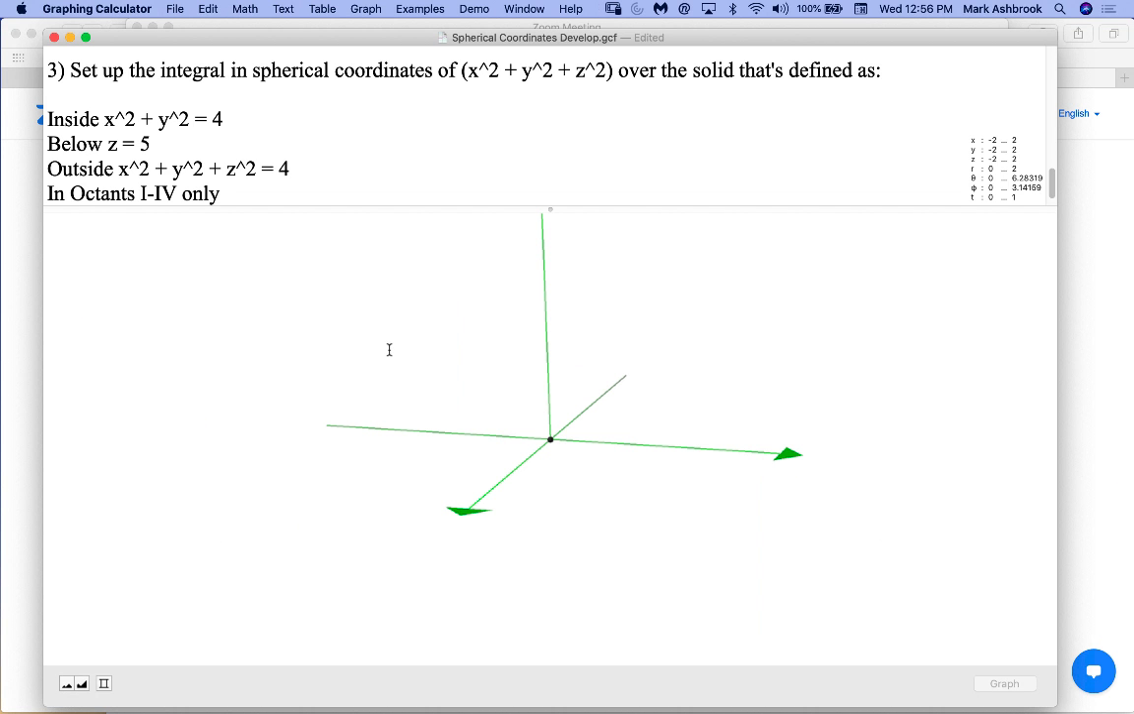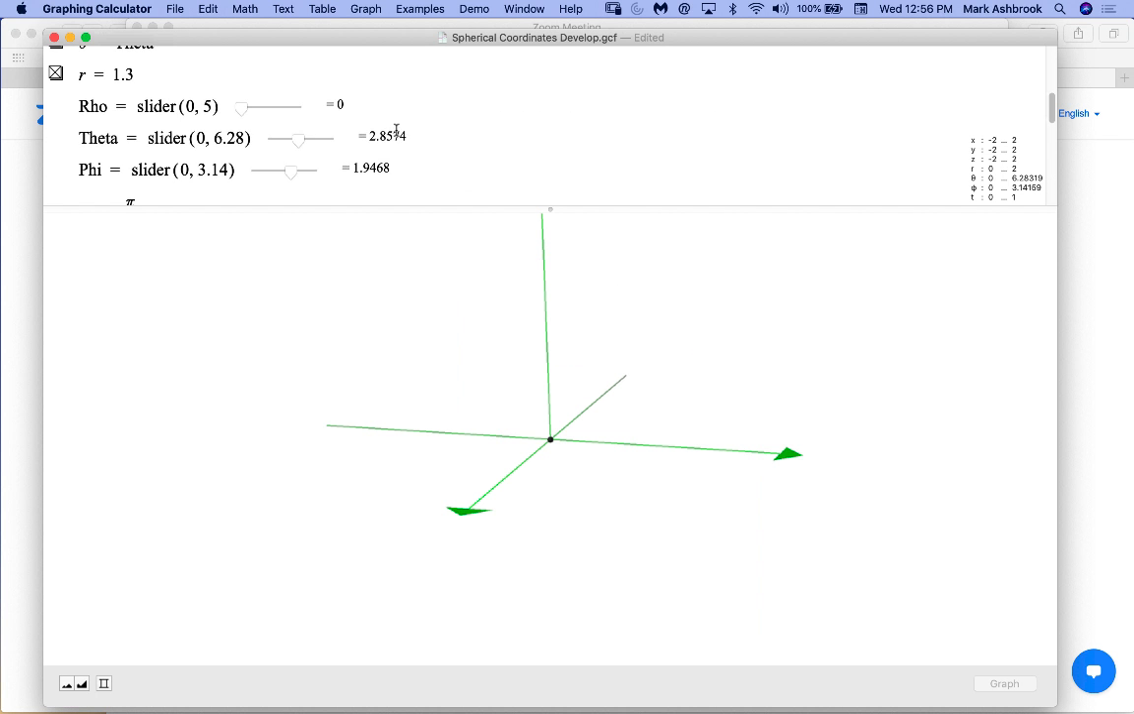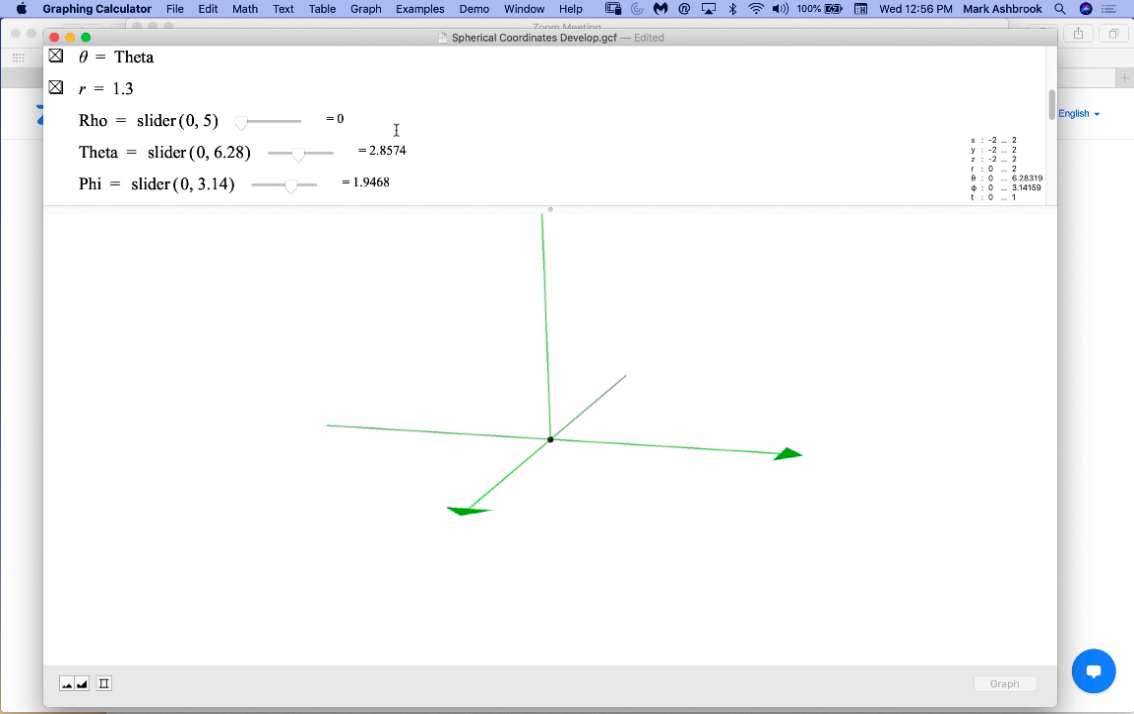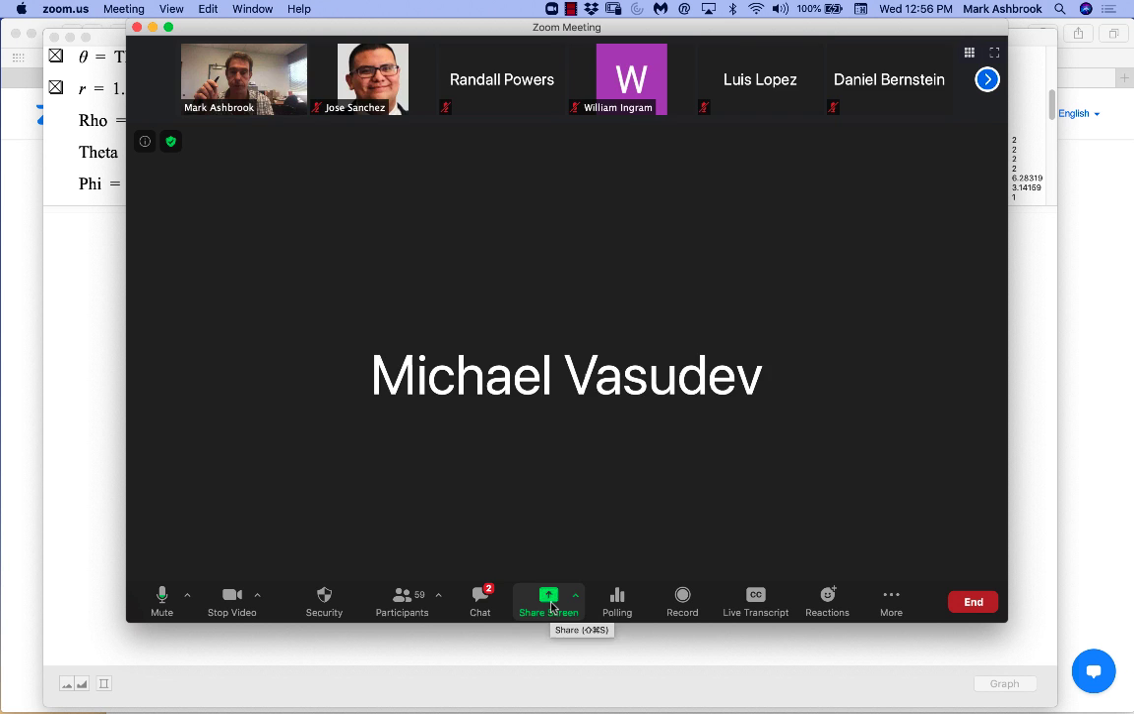All right, so we're talking about spherical triple integrals. So last time we said that our spherical coordinates are... I've got to show you my screen, of course.